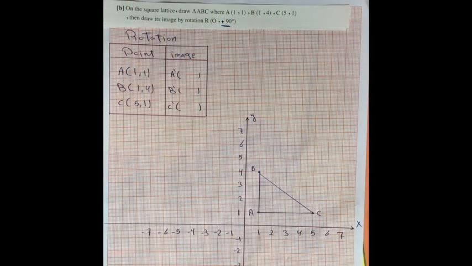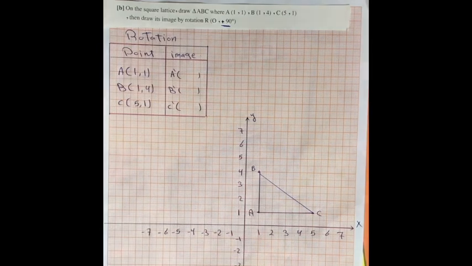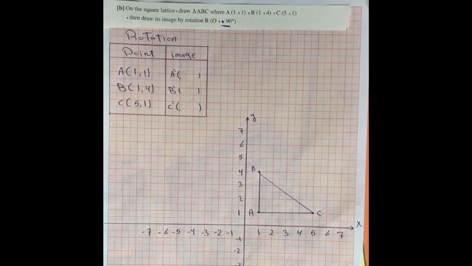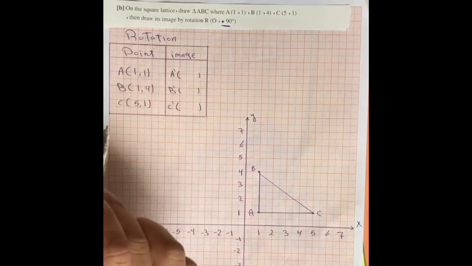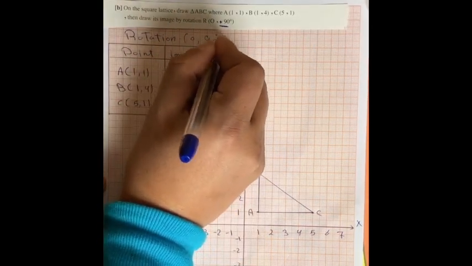Draw the triangle ABC where A is (1, 1), B is (1, 4), and C is (5, 1). Then find its image by rotation (0, positive 90 degrees). By the way, we can say (0, positive 90) or (0, 90 degrees). So first we draw the triangle ABC where A (1, 1), B (1, 4), and C (5, 1). Then we find its image by rotation (0, 90 degrees).